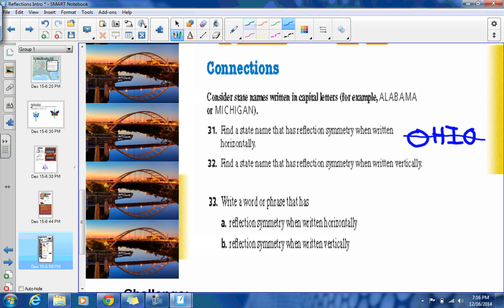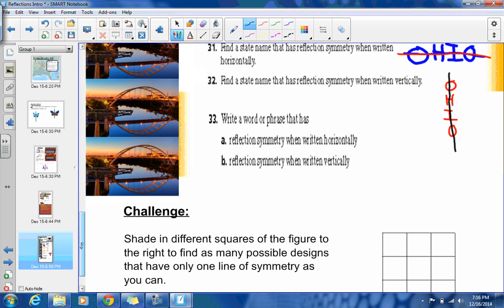It technically would look the same if you flipped it over, if you drew it perfectly. Same thing if you went vertically. Ohio. You could do a line of symmetry right down the middle, and it should also match up because all of those have vertical symmetry. That's kind of neat. So that is the idea of symmetry.